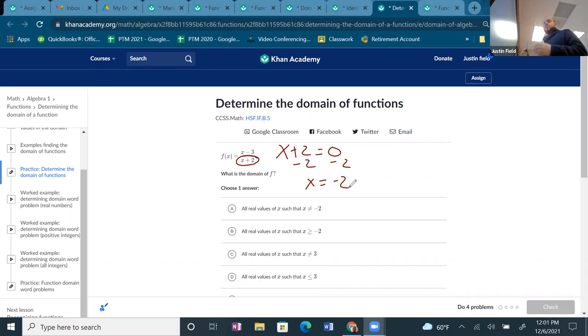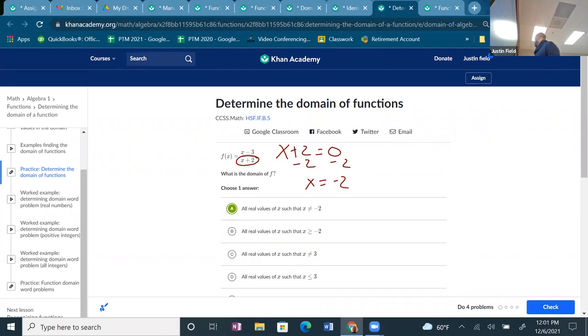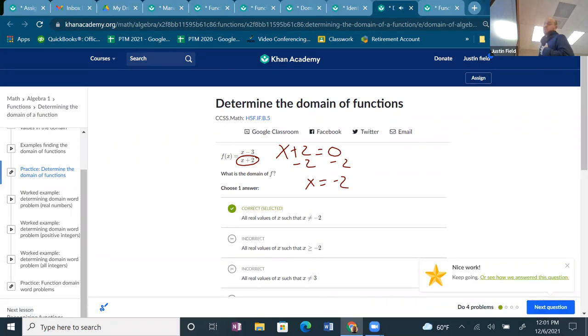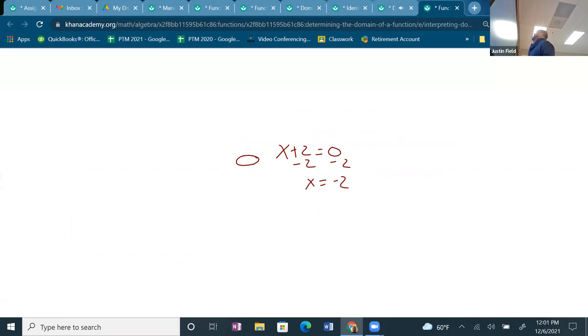Now, there are imaginary numbers, but we won't talk about those until Algebra 2. Although, maybe before the winter MAP, I'll show you a little bit about them, in case you get those questions. This one, there it is, all real values. There, got it right.